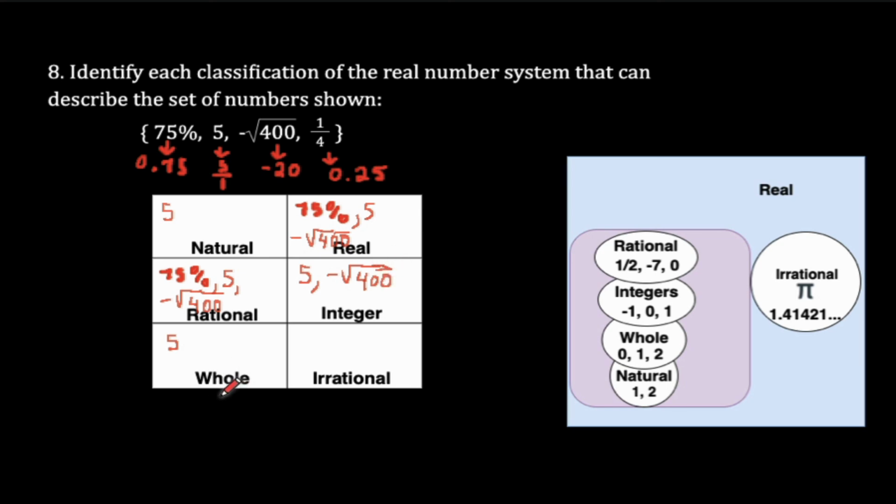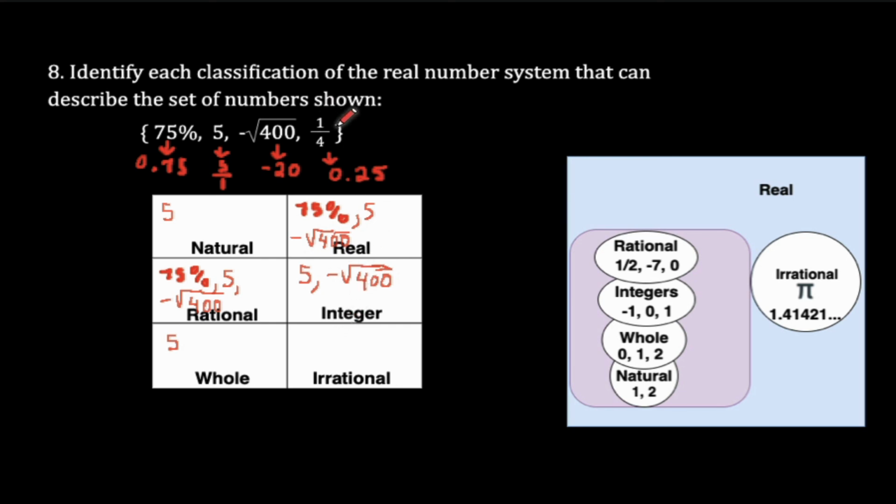Okay. So what about a whole number? Is it a whole number? No, because whole numbers consist of 0, 1, 2, 3, and all positive numbers upward to infinity. Okay. So it's not a whole number. What about an irrational number? It is not an irrational number.